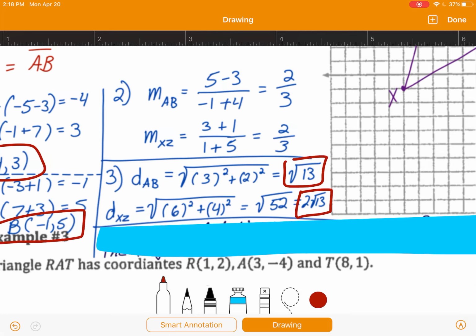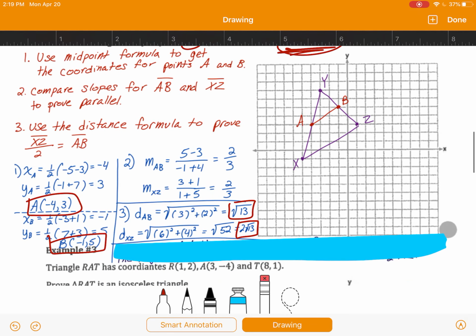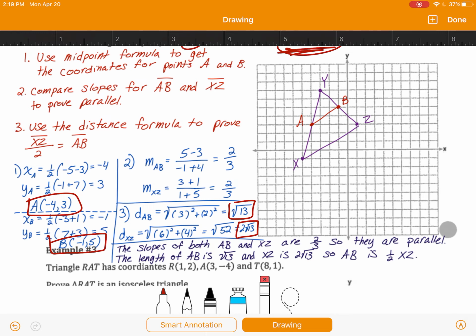And you can tell by looking at that XZ is double AB, okay? Or you could also say that AB is half of XZ. Both of those are proving that this statement up here is correct. Okay, so we've done all of the math that we need to do, and we just have to bring it together in a sentence. So for the sentences, I did one sentence for each thing that we proved.